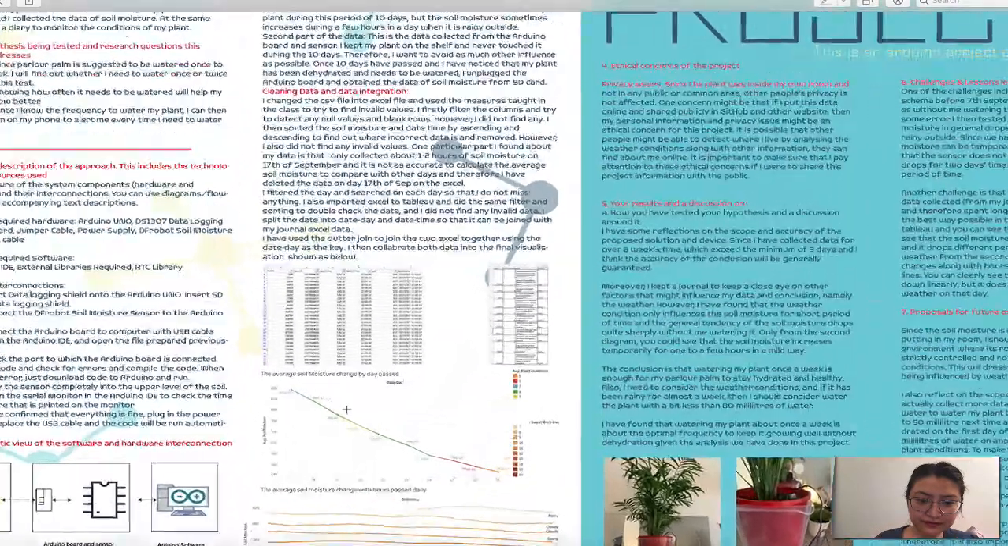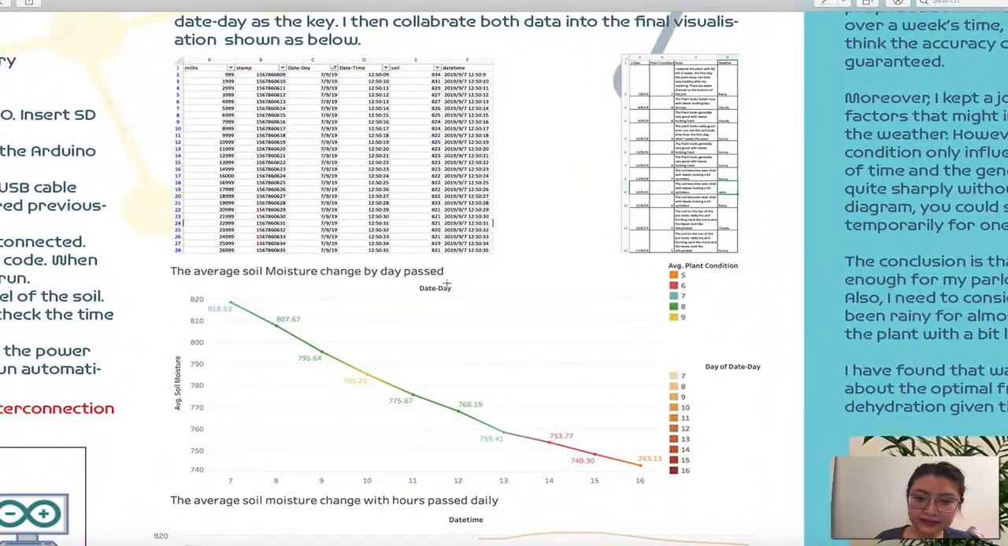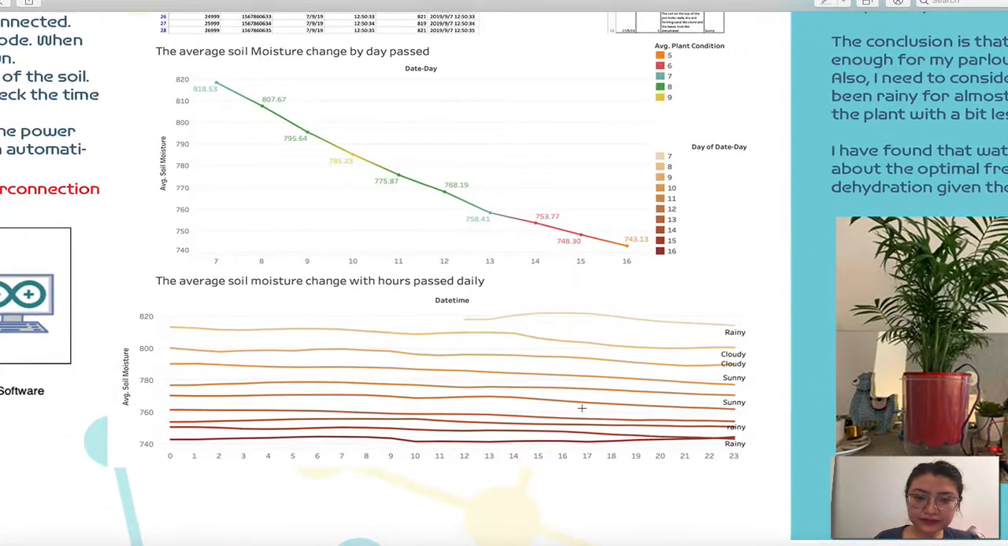If we look closer, the first visualization shows that from the 7th of September to the 16th of September, the average soil moisture drops as the days pass. Also, on each day, I have labeled the average soil moisture. On top of that, I have also used a mark for the average plant condition that I put in my daily journal. So you see that from the green to the right, the plant health condition drops when the soil moisture drops.